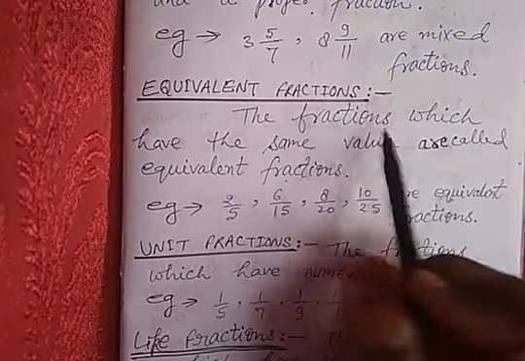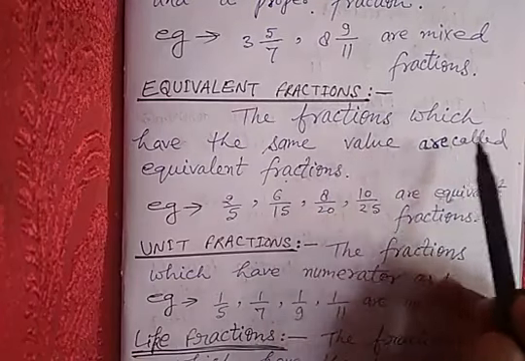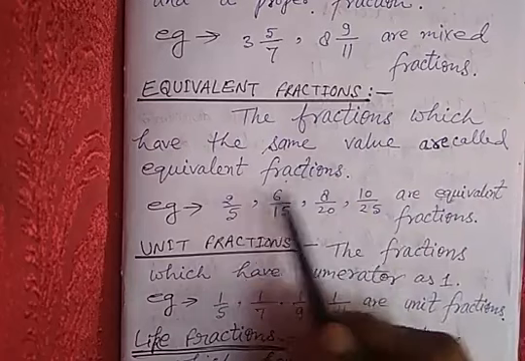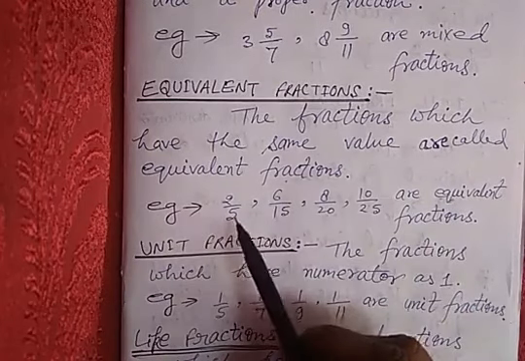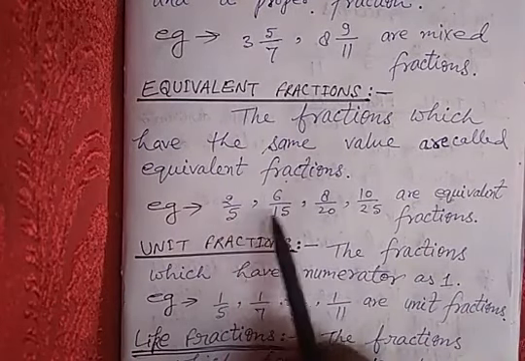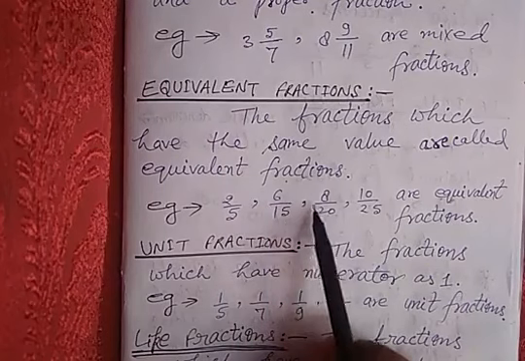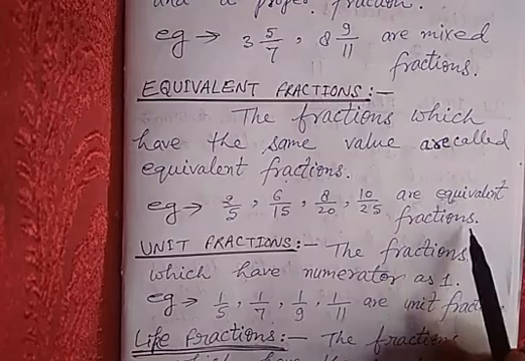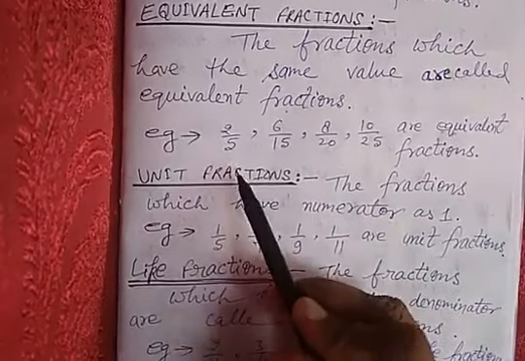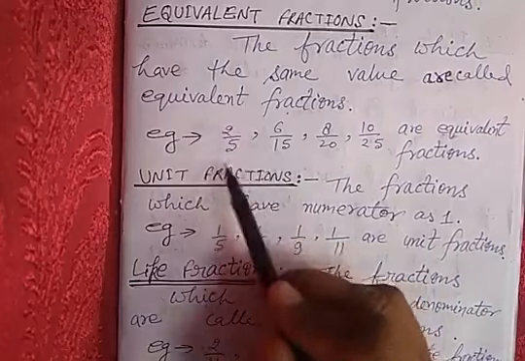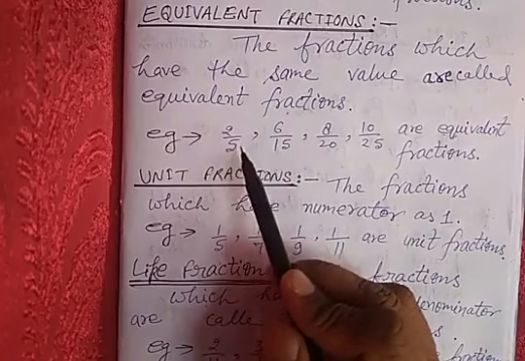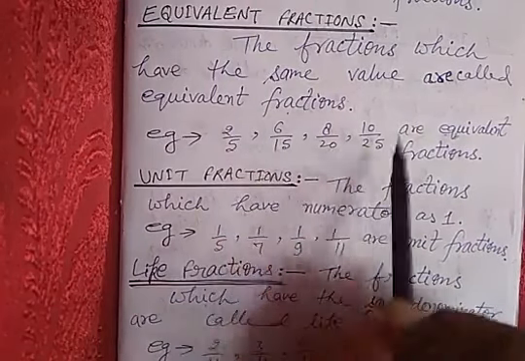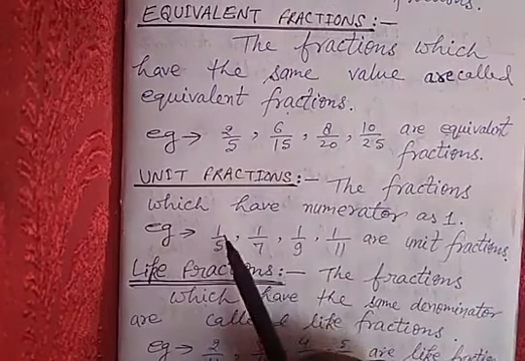Now, equivalent fractions. The fractions which have the same value are called equivalent fractions. For example, 2 upon 5, 6 upon 15, 8 upon 20, 10 upon 25 are equivalent fractions. When this fraction is multiplied by either 3 or 4 or 5, we get this type of fractions. These are called equivalent fractions.